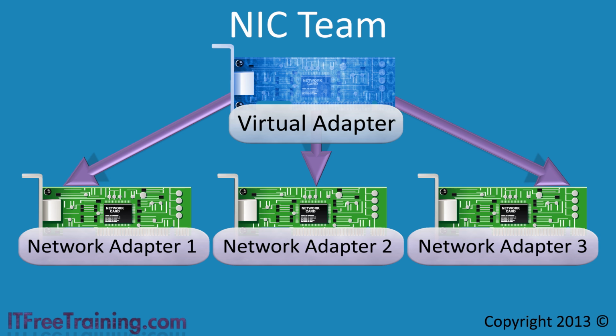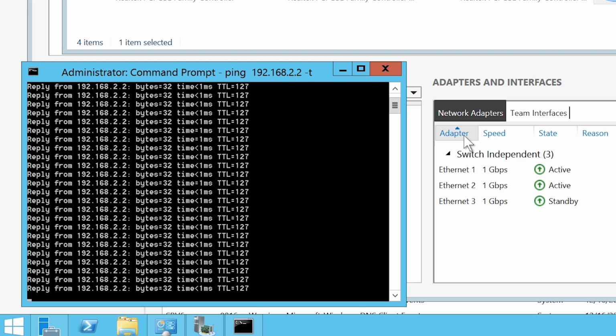The benefit of this is the administrator and software running on the server do not need to understand how the NIC team works or what network adapters are available. All they need to do is use the virtual network adapter just like a normal physical network adapter. As we can see, the ping command is getting responses back from the other server, so the networking is working.